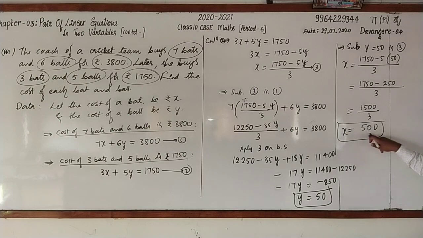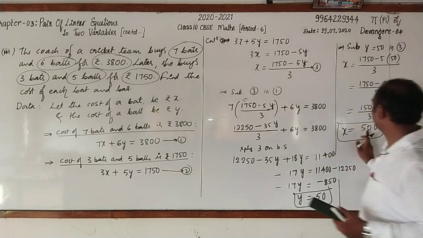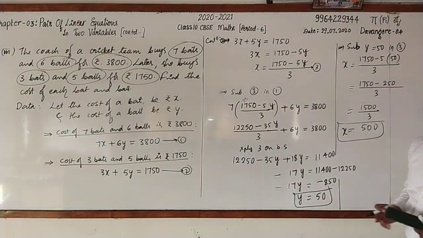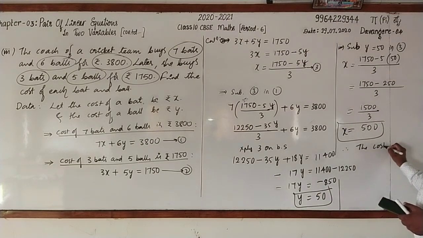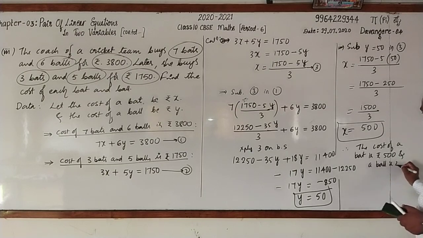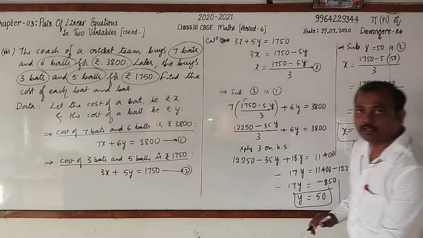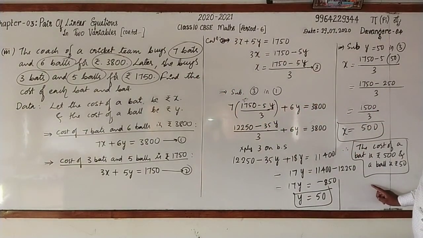This is the cost of a bat. See, cost of bat is taken x, 500, and ball is taken as y. Its cost is rupees 50. In conclusion, therefore, the cost of a bat is rupees 500 and a ball is rupees 50. Hope that you have understood. Please go for copying from there to here.